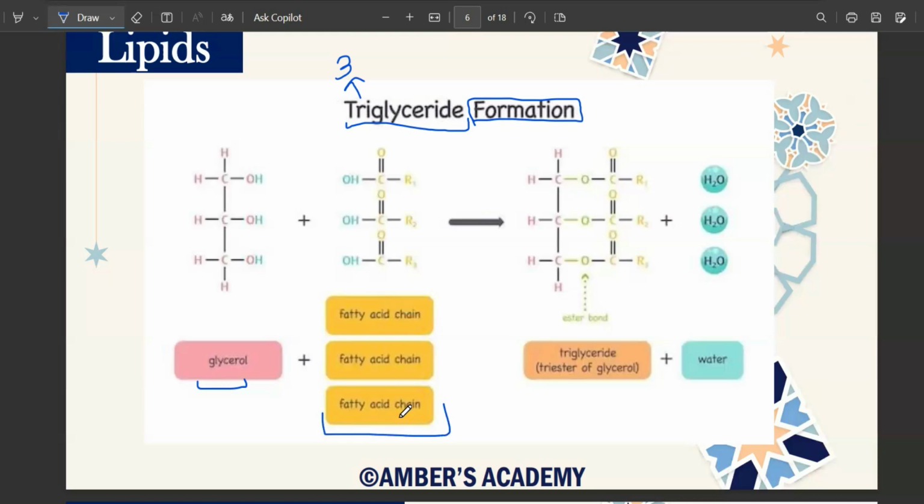Like in phospholipids, when we were doing the phospholipid bilayer, we talked about 2 fatty acid layers, right? But now we're talking about triglycerides. So now we are going to talk about 3 fatty acid chains. In biological molecules, you'll have to remember their condensation as well, because sometimes they do ask this question.